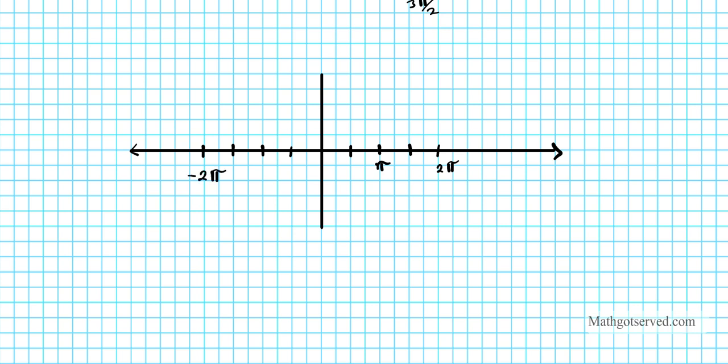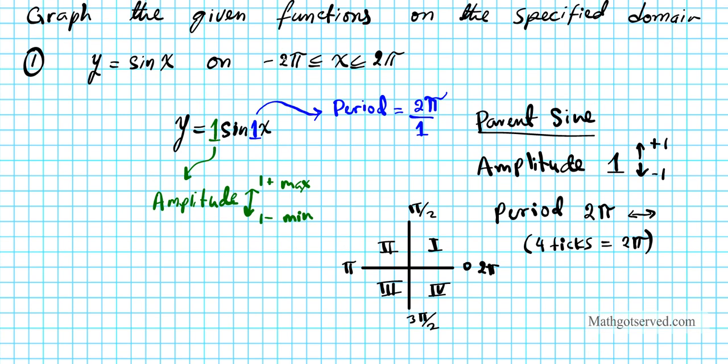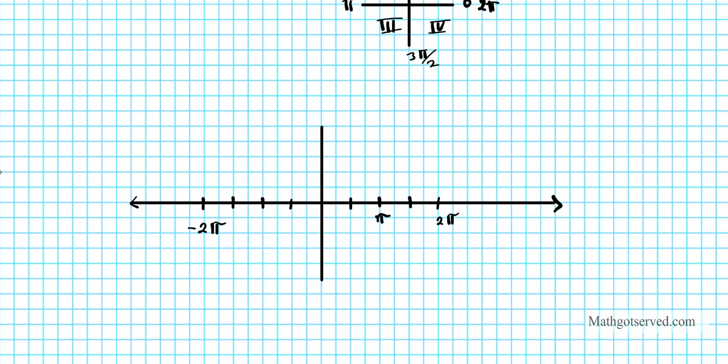Because the problem asks us to go from negative 2 pi all the way to 2 pi. So that's what we're going to be doing here. To get a max and a min, let's use 3 tick marks as a max. 1, 2, 3.